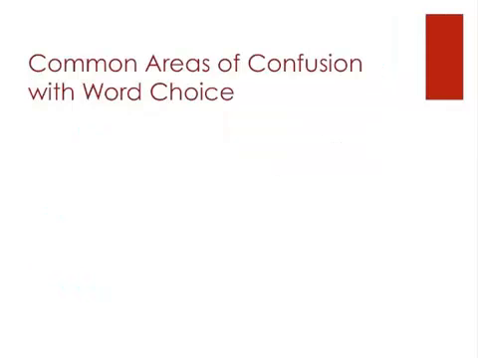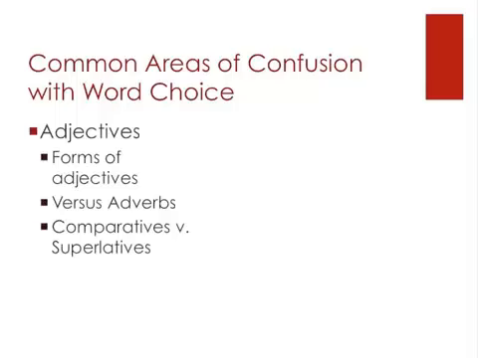Now, in general, if we think about it, where are the common areas where students can get confused with word choice? Well, we're not going to go through all of the particular areas of confusion here in the video in terms of how to identify them, but we're just going to talk about them in very general ways. For example, adjectives can be very confusing. One reason is because oftentimes students get the forms of adjectives confused, but also in comparison with adverbs. Adjectives also can be confusing because oftentimes they look like comparatives or superlatives. Phrasal verbs, of course, can also be confusing because certain phrasal verbs go together with certain prepositions.